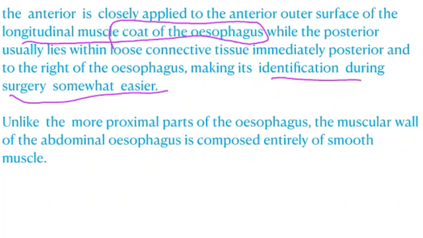Unlike the more proximal parts of the esophagus, the muscular wall of the abdominal esophagus is composed entirely of smooth muscle.